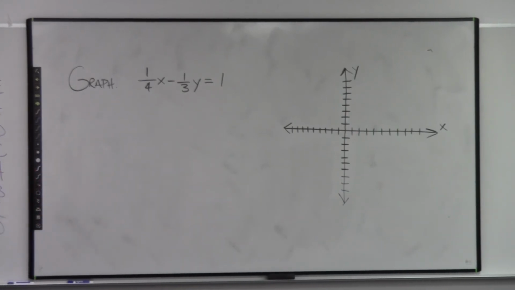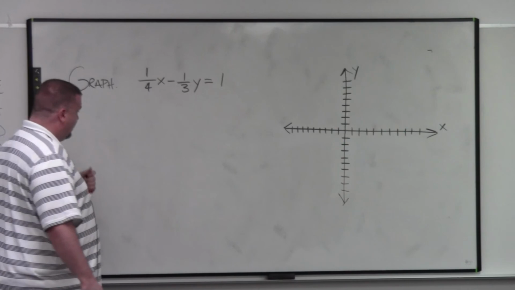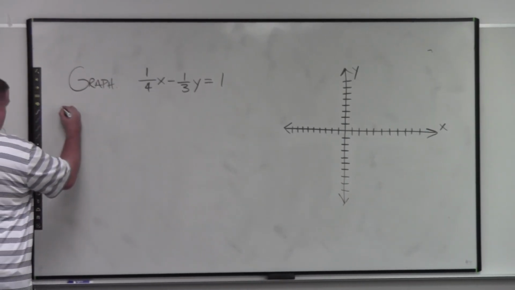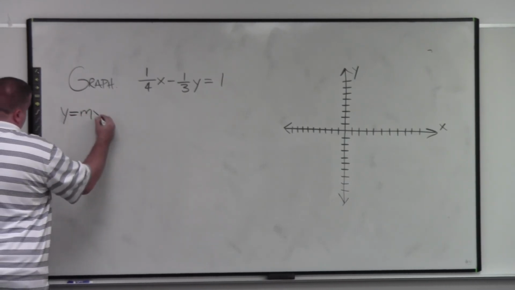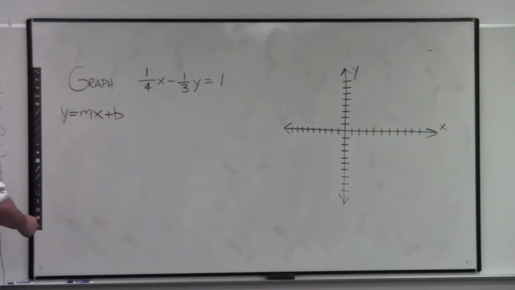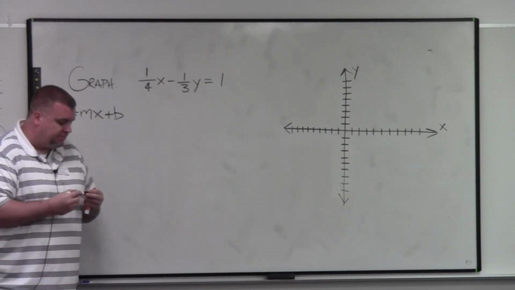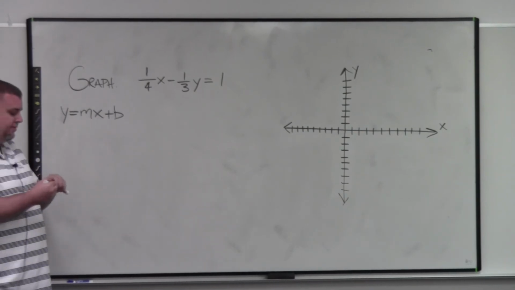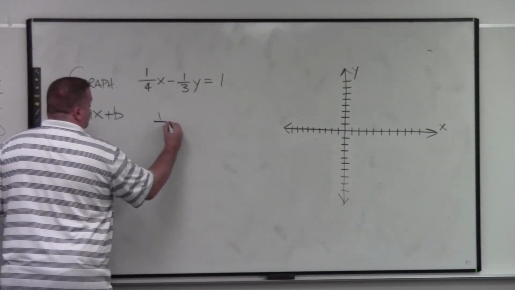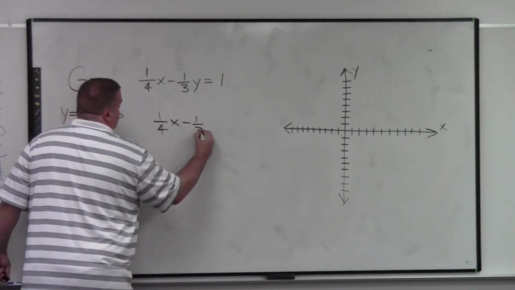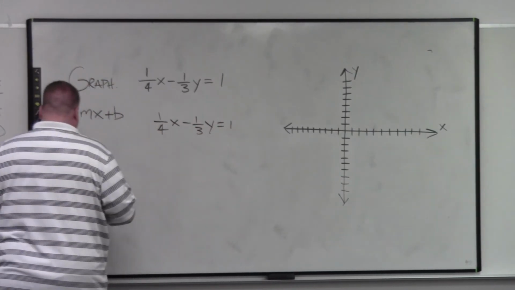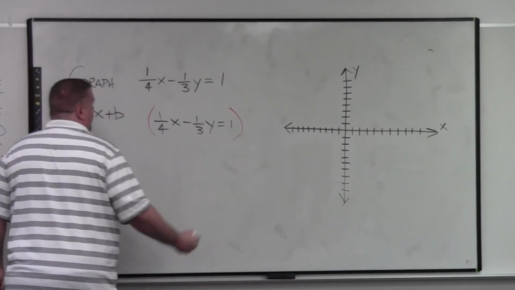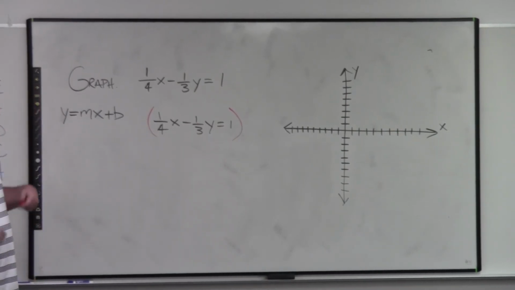Problem number 21 is asking us to graph 1/4 x minus 1/3 y equal to 1. This goes back to our problem we were doing earlier. It's linear. I want to get it in this form, y equals mx plus b. I could make it a lot easier to deal with though if I got rid of the fractions. What can I multiply an equation by to eliminate my denominators, to eliminate the fractions?